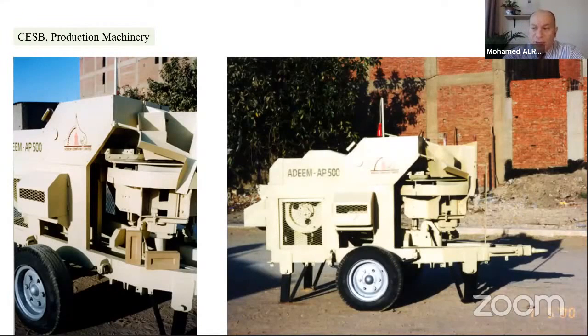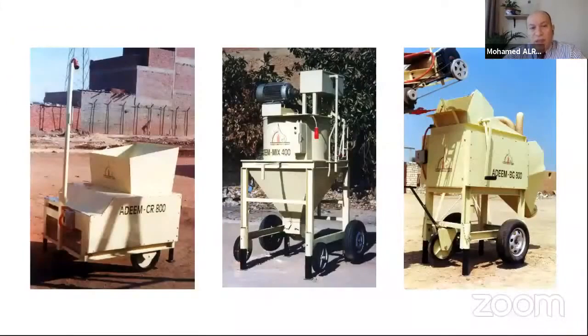And this is a good aspect of this technology, that the machines are not sophisticated, and you can produce them locally. It doesn't need a sophisticated process. I call it intermediate technology. And we produce it locally in Egypt with our labor force and our local materials. We produced the full machines to produce the compressed earth block.